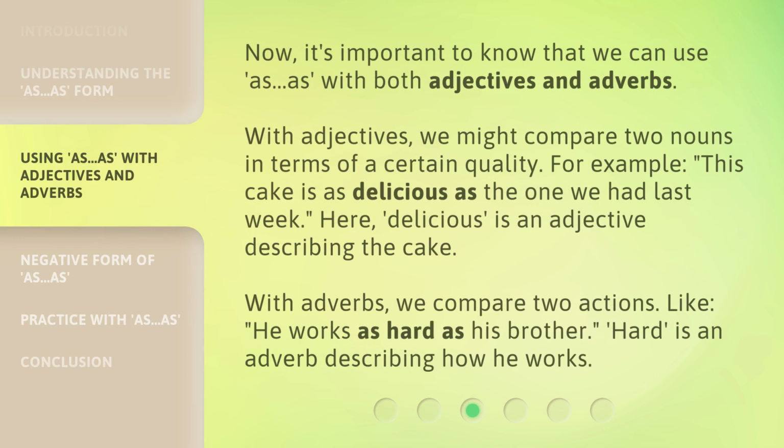Now, it's important to know that we can use as...as with both adjectives and adverbs. With adjectives, we might compare two nouns in terms of a certain quality. For example, this cake is as delicious as the one we had last week. Here, delicious is an adjective describing the cake. With adverbs, we compare two actions. Like, he works as hard as his brother. Hard is an adverb describing how he works.